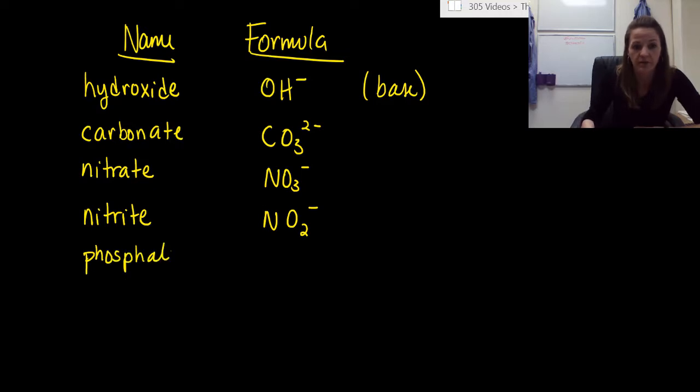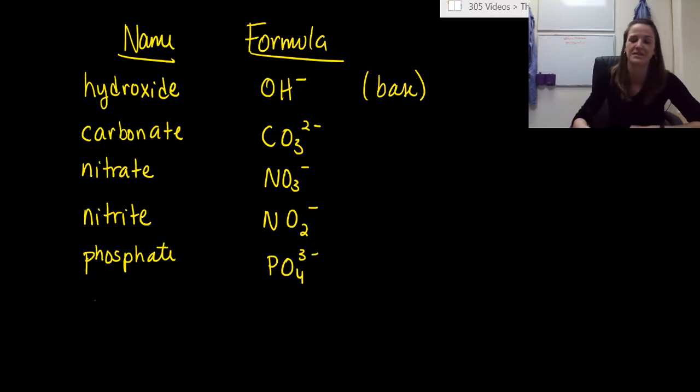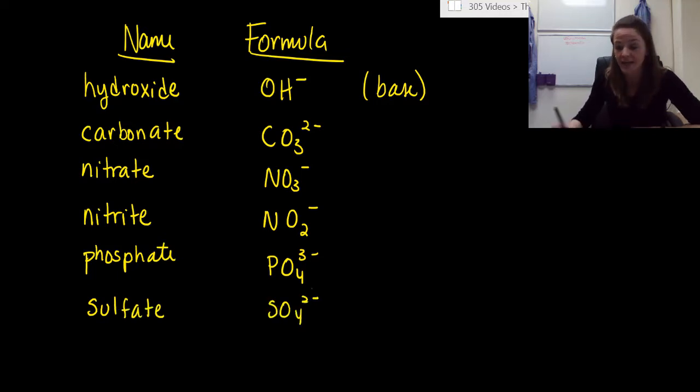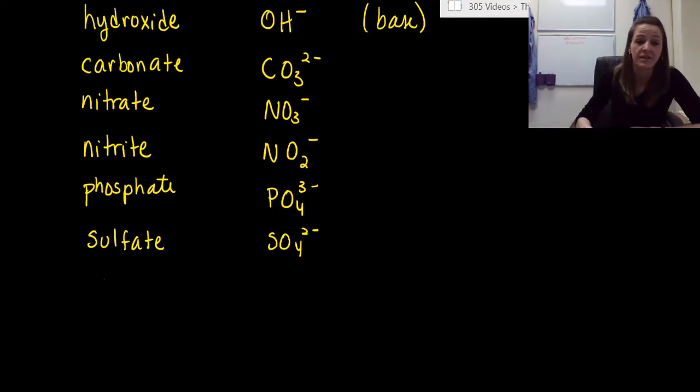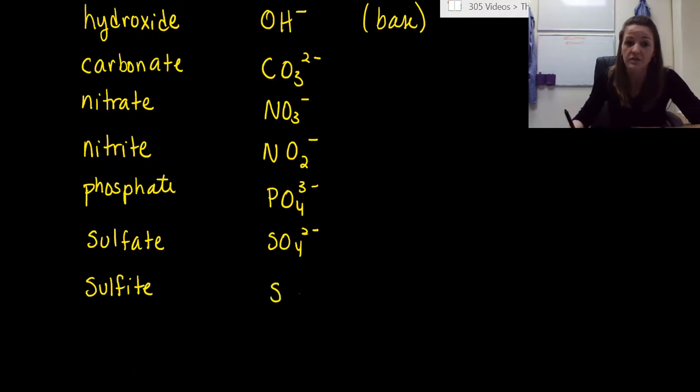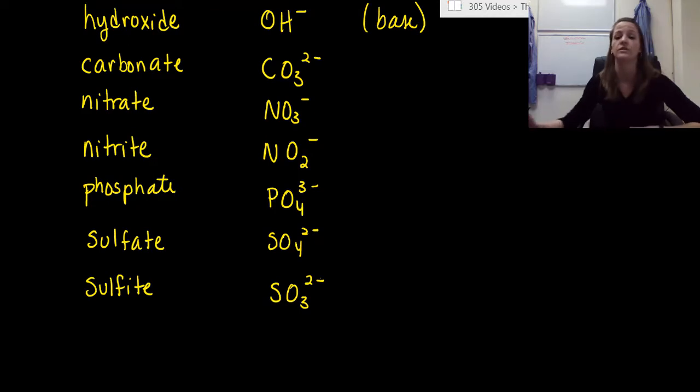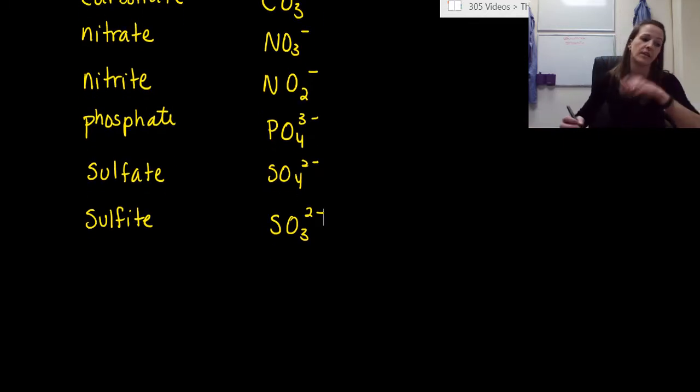I really don't know why it's my favorite, but it just is. PO4, 3 minus. I've loved this ever since I was a sophomore in high school. Big nerd. Anyway, sulfate, ATE, is going to be your SO4, 2 minus. And then we also have sulfite, ITE, very similar to sulfate, except for this one we have SO3, but still 2 minus. The overall charge doesn't change. The ATE and ITE is just giving you an indication of how many oxygens there are in that polyatomic ion.